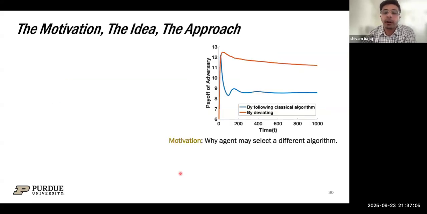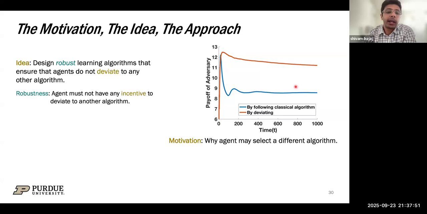So here's a plot to highlight that disadvantage or motivate my framework. This plot represents the payoff of an agent, and the blue curve denotes the payoff of an agent, in this case, I'm calling it the adversary. If the adversary follows the same algorithm as every other agent, then the blue curve denotes its payoff, and we can see that it converges to 9 over time. But if the agent is adversarial in nature, it can exploit the fact that every other agent is running the same algorithm, and it can deviate to some other algorithm, and it can obtain a higher reward. So here we can see that because it can obtain a higher reward by deviating to another algorithm, it has some incentive to deviate to another algorithm, right?